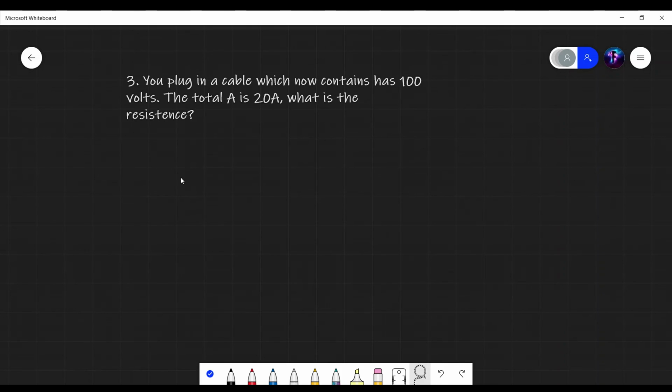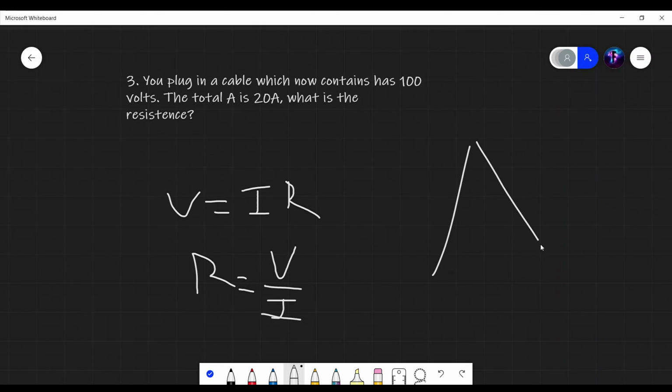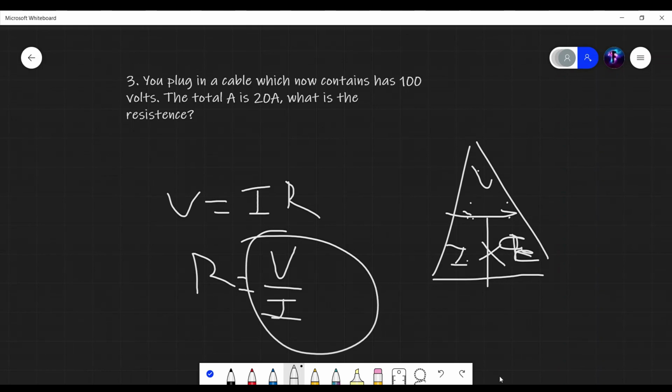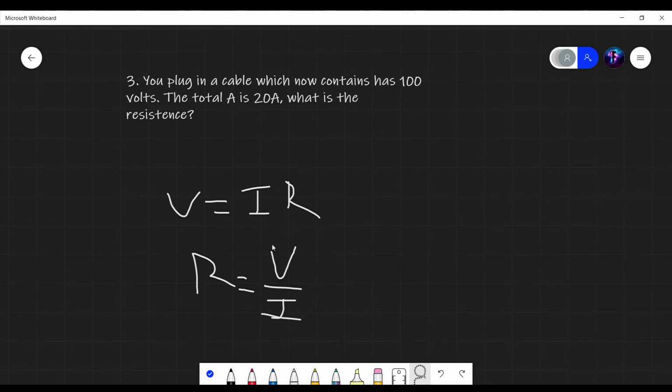So to find it, you're going to rearrange this formula. V equals IR. Arrange it so R equals V divided by I. You can also use the Ohms triangle for reference. Cover R up, and now it's V divided by I, which is exactly the same as this one. Okay, so we know that V is 100 volts. So 100 divided by 20, which is 5.